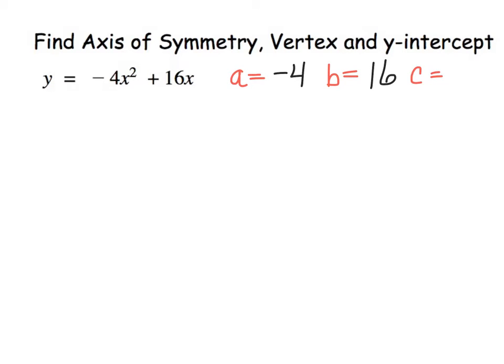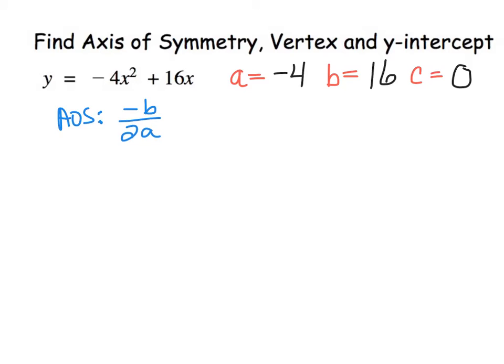And when I look, I don't have a constant, so that means it's a 0. To find my axis of symmetry, my AOS, the formula is the opposite of B over 2A. I say opposite of B instead of negative B because that way I don't screw up a negative sign later.